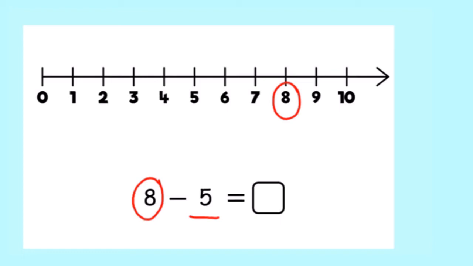Remember, when I subtract, I am counting back. I am going backwards down the number line. So let's do our 5 jumps going backwards. 1, 2, 3, 4, 5. Where did I land? I landed on number 3. So 8 subtract 5 equals 3.